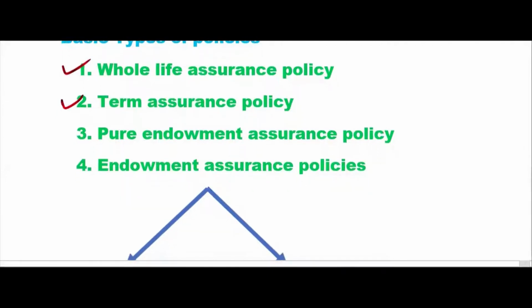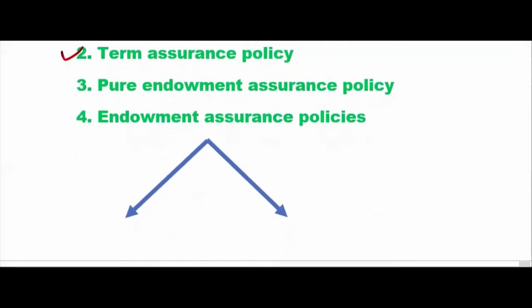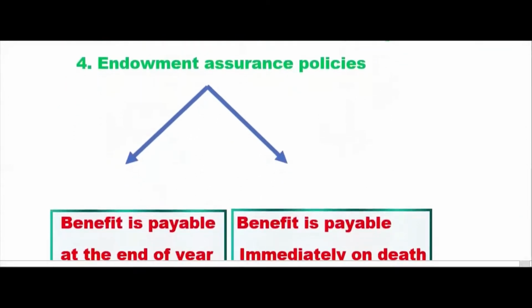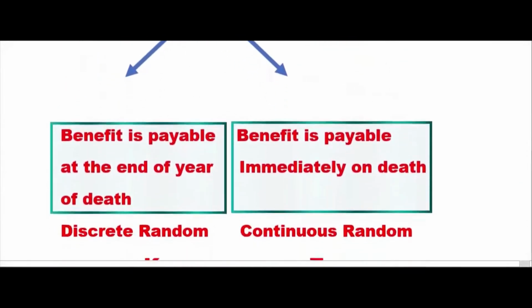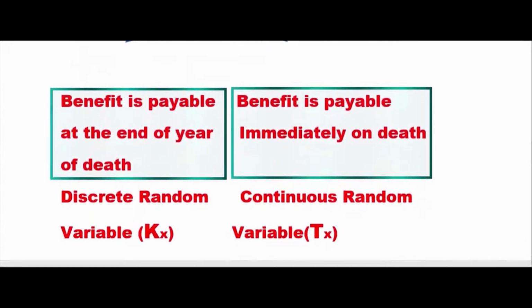And for all these kinds of policies, we have two types here. In the first one, benefit is payable at the end of the year of death. And in the second one, benefit is payable immediately on death. These are the two types. Here we will make use of a random variable.